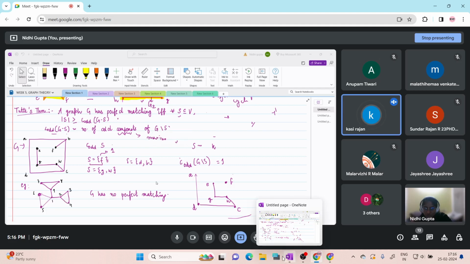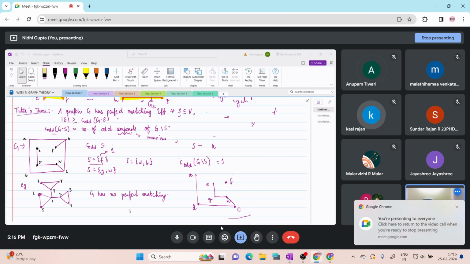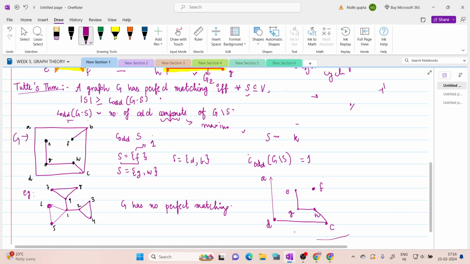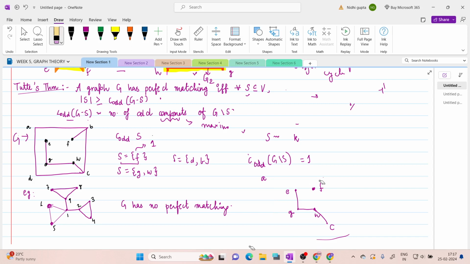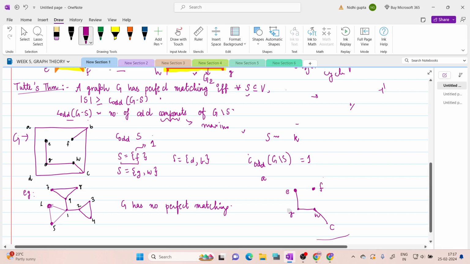Madam, you said D also to be removed, no? Oh, I'm sorry. I removed only B. We have to remove D also. Okay. So if we remove D and B, then we are getting this. Now if we are removing D and B, these two edges are also not there.